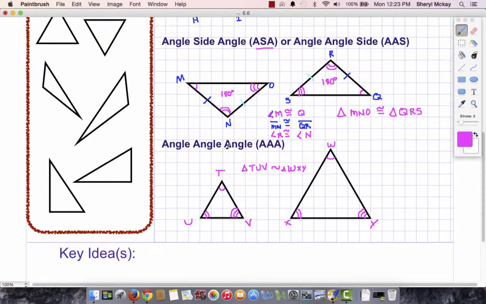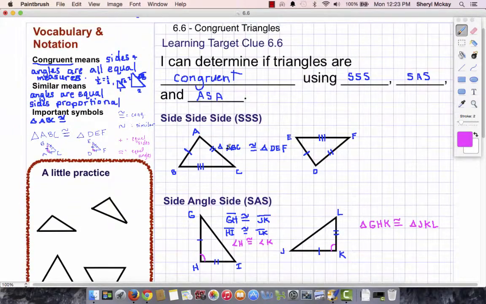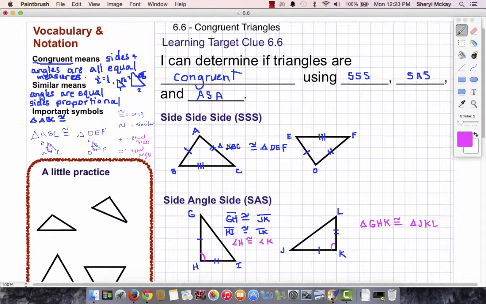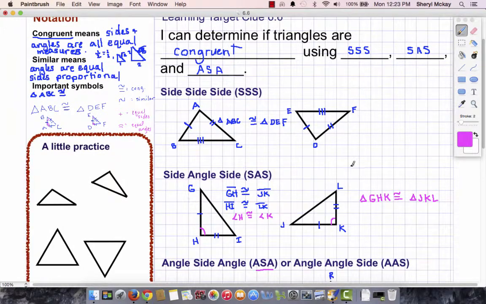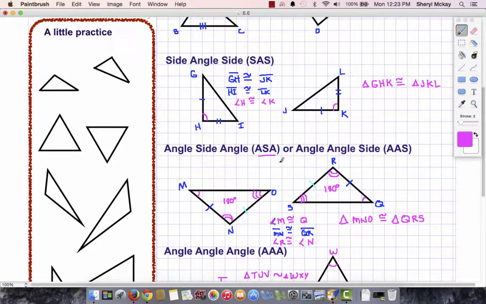Okay? So it means that they're similar. So there are really three things that we've learned that will determine a triangle is congruent. If all three sides are congruent, if two sides and an angle are congruent, and the angle is in between the two sides, and if you have two angles and one side. If you have two angles and one side, it doesn't matter if the side is in between or not, you will have congruent triangles. All right?